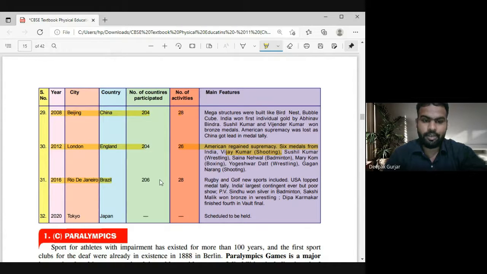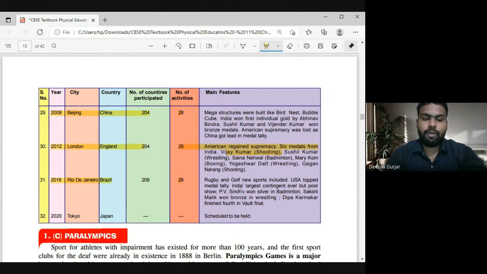If we talk about 2016, that is Rio de Janeiro, Brazil, 206 countries participated and about 28 activities were there. Rugby and golf, these new sports, were included. USA topped the medal tally, and India sent its largest contingent ever, but it was a poor show. PV Sindhu won silver in badminton. Sakshi Malik won bronze in wrestling. Deepa Karmakar finished 4th in the final, right?